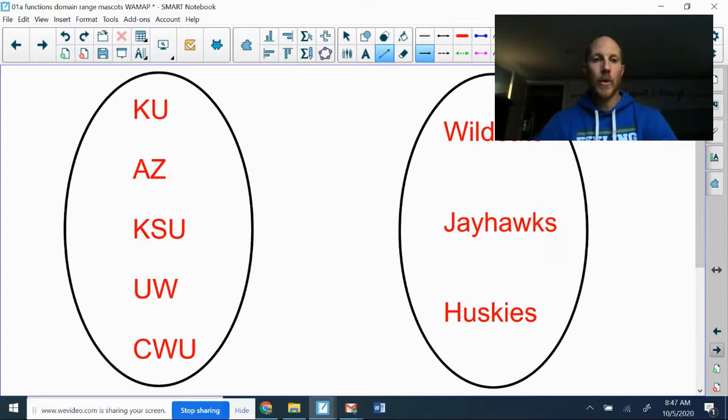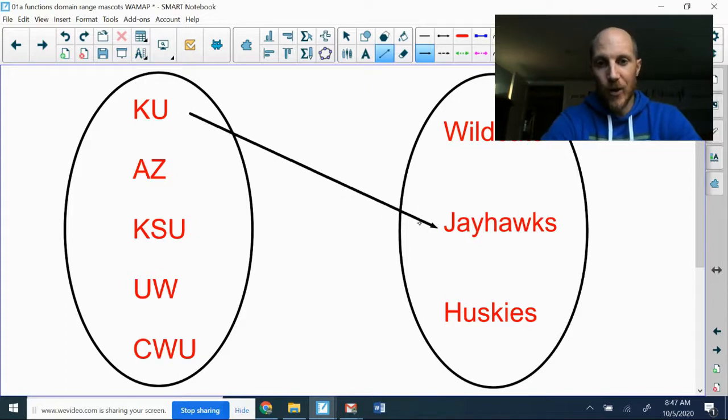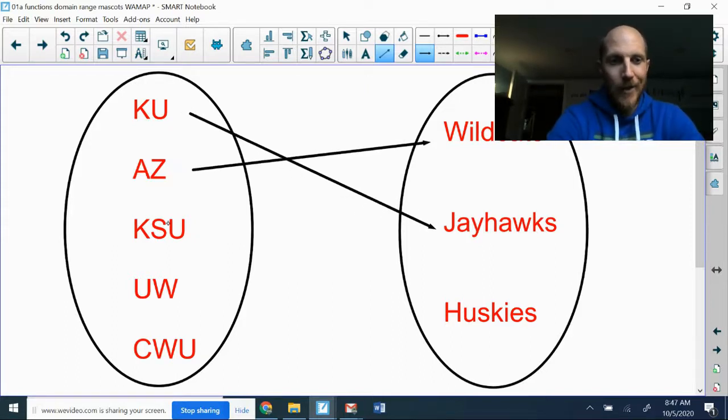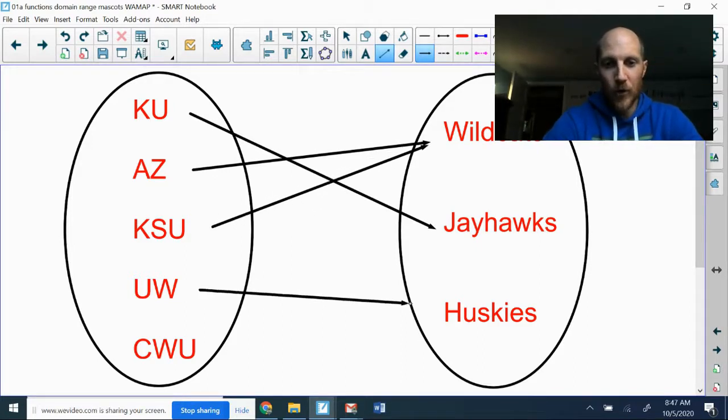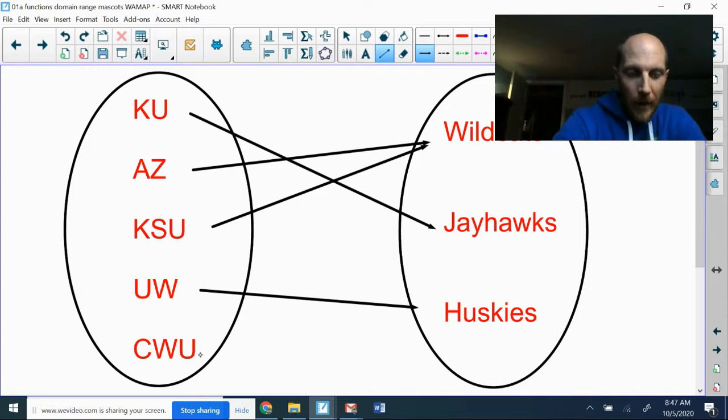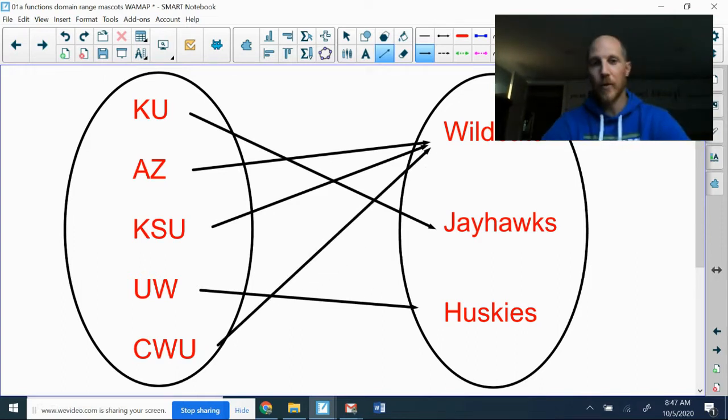Okay, what about some college mascots? I don't know if you guys are into college basketball. Here are some college teams. So the inputs are some colleges around the country, and in the output bubble, we've got their mascots. So if we match these up, KU, Kansas, is the Jayhawks. Arizona, University of Arizona, Wildcats. Kansas State, Wildcats. University of Washington, Huskies. Go Dogs! And Central is Wildcats.